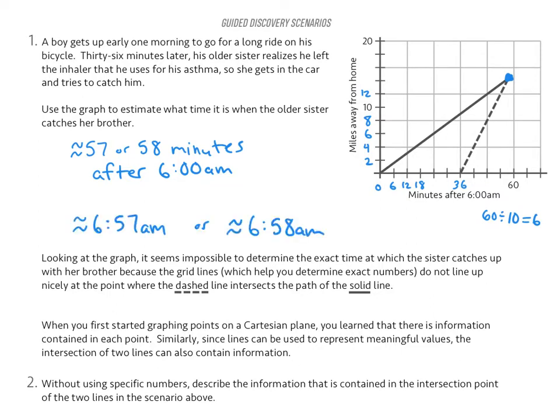I don't want you to think too much about it. Just put some sort of rough estimate and then keep reading. Looking at the graph, it seems impossible to determine the exact time at which the sister catches up with her brother because the grid lines, which help you determine exact numbers, do not line up nicely at the point where the dashed line intersects the path of the solid line. When you first started graphing points on a Cartesian plane, you learned that there is information contained in each point. Similarly, since lines can be used to represent meaningful values, the intersection of two lines can also contain information.